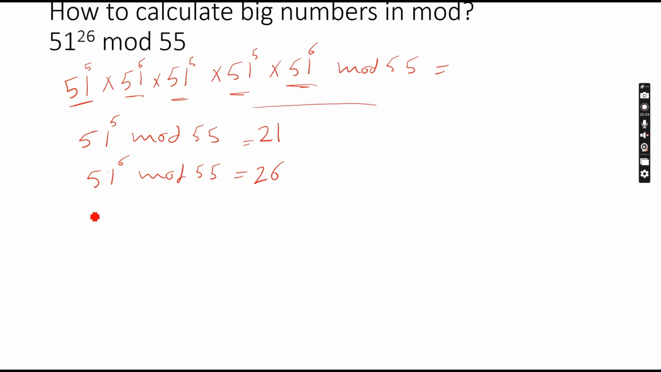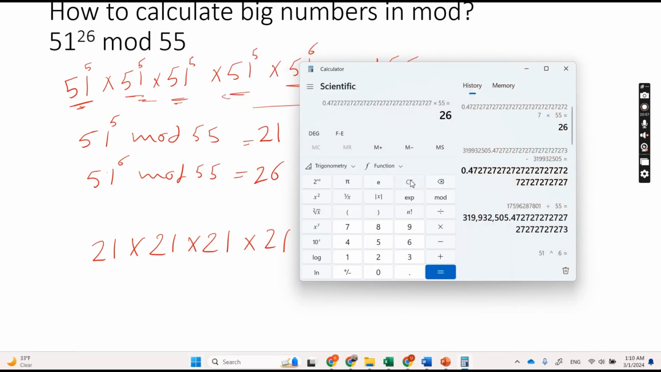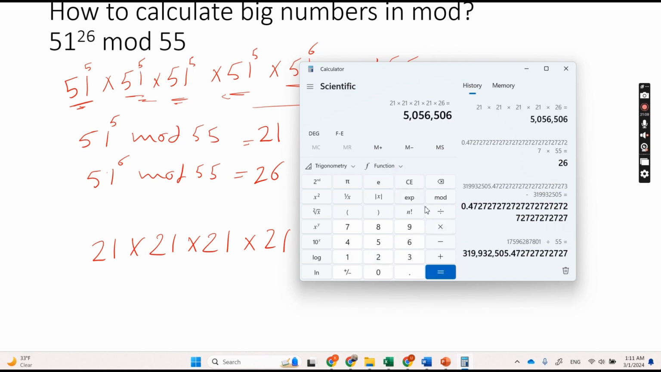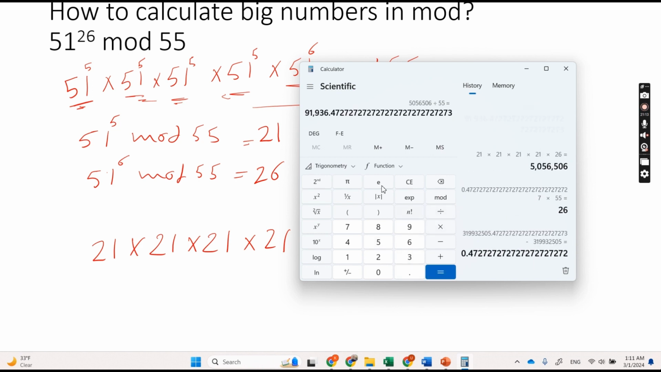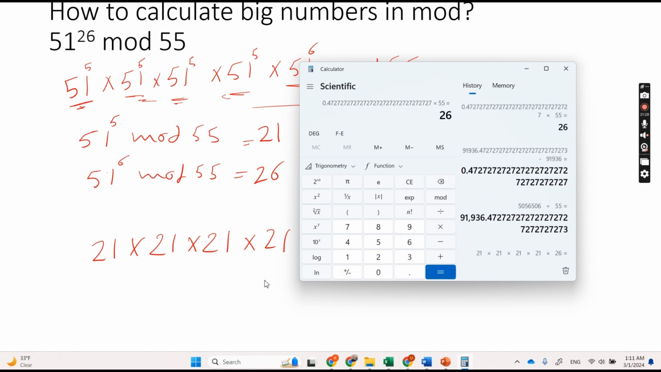So this equation would be 21 multiplied by 21 multiplied by 21 multiplied by 21, which is this and this and this and this, and then multiplied by 26 mod 55. Now it will be easier to calculate. Okay, go back to the calculator, and then 21 multiplied by 21 multiplied by 21 multiplied by 21 multiplied by 26 equals what? This number mod 55. Now I think the left of the decimal should be deleted, so minus 91,936 multiplied by 55 is 26.